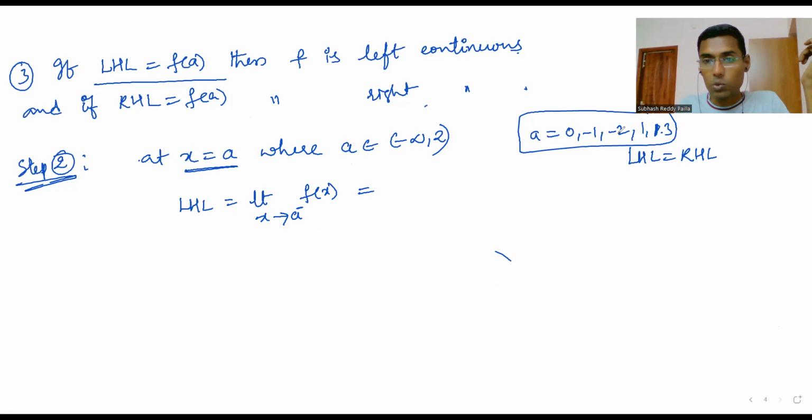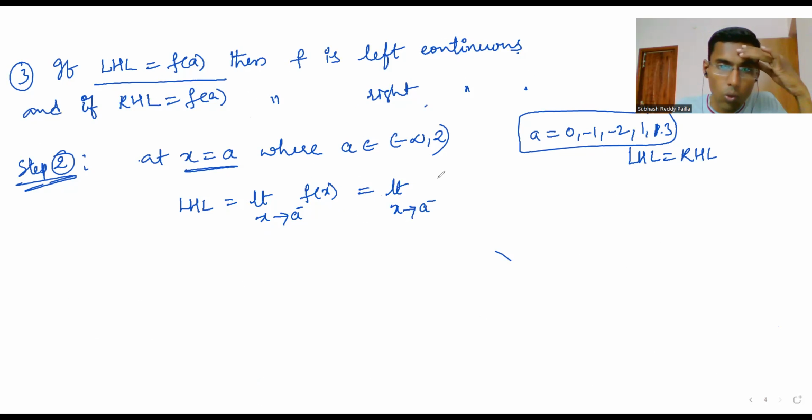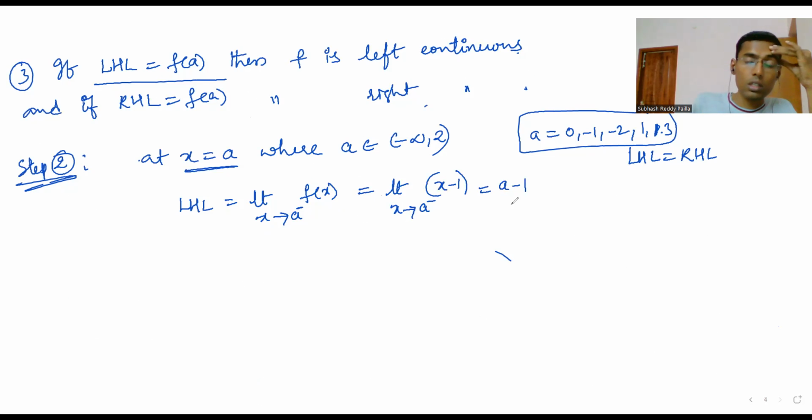It can be 0, -1, -2, 1.3, 1.9999999. It can be 1.999 also. Any number less than 2. So the left hand limit is, limit x tends to a minus, f of x is x minus 1. X is less than 2 for sure. So x minus 1, so a minus 1.